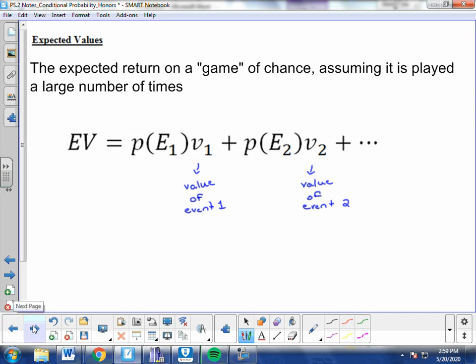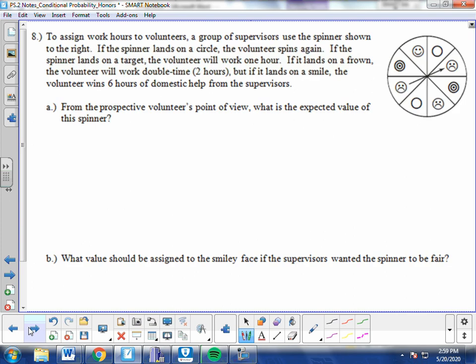An example is in problem number 8 here. We have a group of supervisors that have designed a spinner, shown here to the right and also in your notes packet if you printed off the notes, to assign work hours to volunteers. If the spinner lands on a circle, the volunteer spins again.